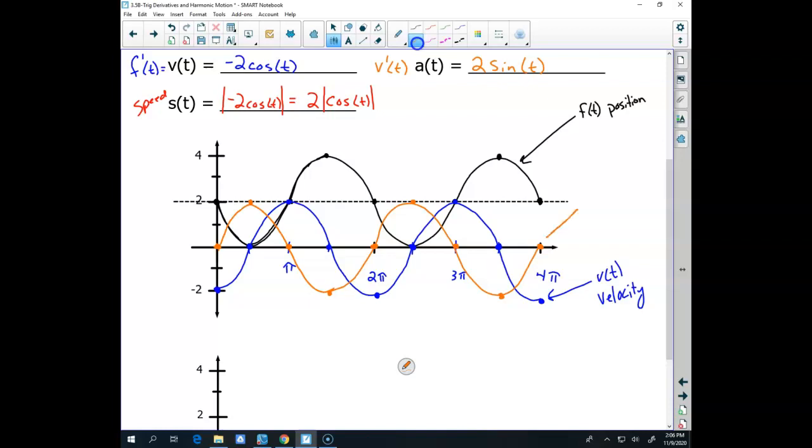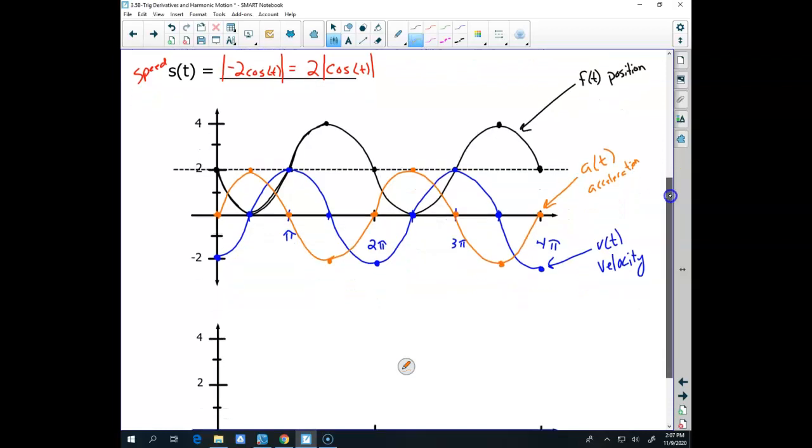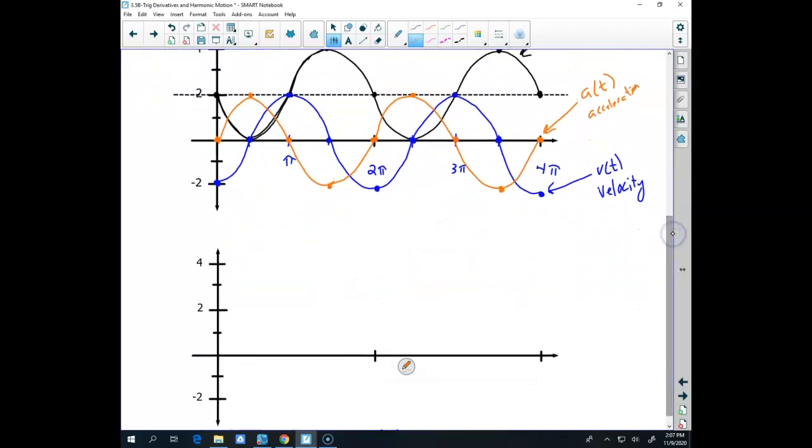So there is a of t, or my acceleration curve. Okay, so as I'm looking at all these, I'm just seeing what is going on. We're going to relate all these graphs: position, acceleration, velocity. Okay, and if I had to graph my speed, well, heck, all I really need to do is come down here.